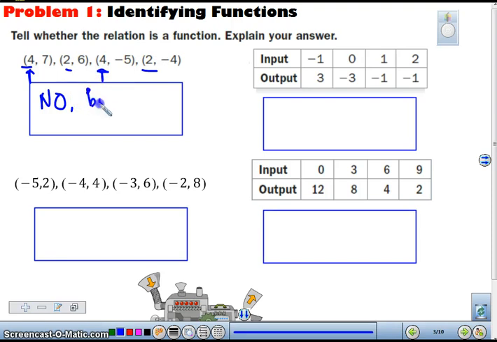Why? Notice also 2 and 2 again. So both 2 and 4 have 2 outputs. And really remember what they said in the video, you need only one to not work.